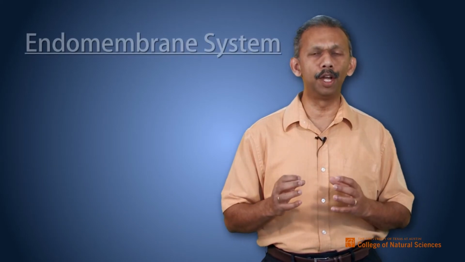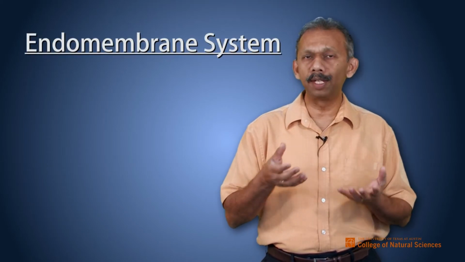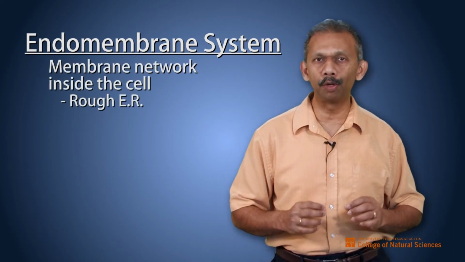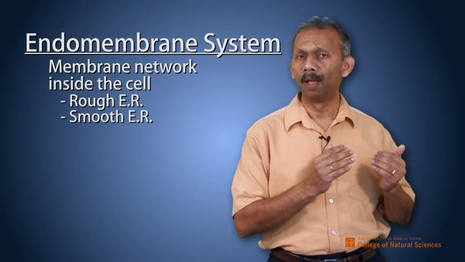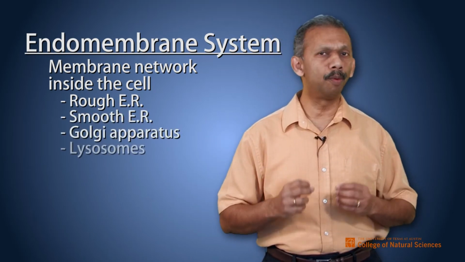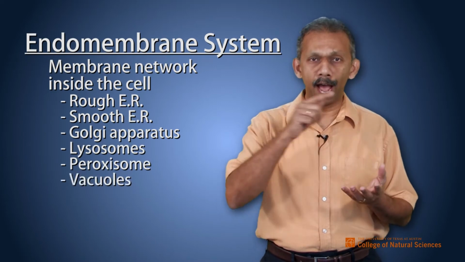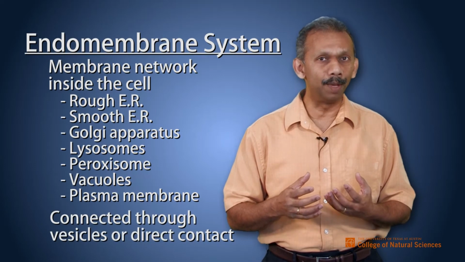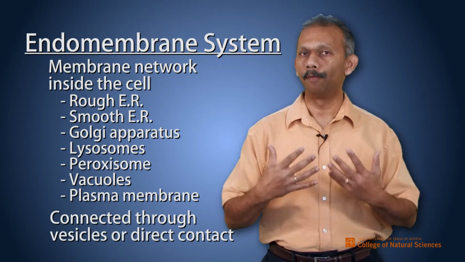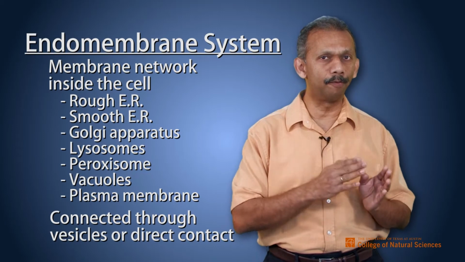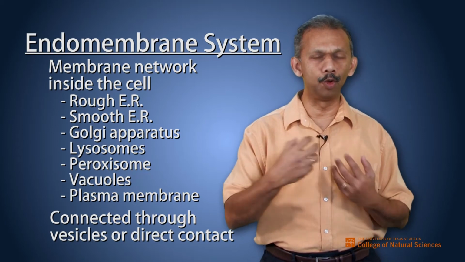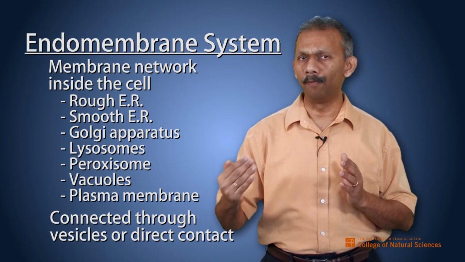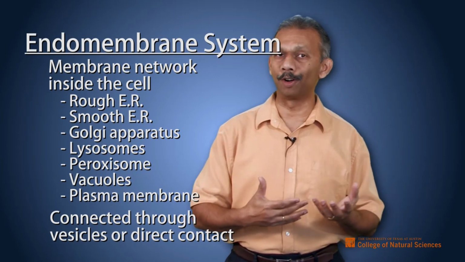Then we get into the endomembrane system. Endo means inside, and the membrane network inside the cell starts with rough endoplasmic reticulum, smooth endoplasmic reticulum, Golgi apparatus, lysosome, peroxisome, vacuoles, and plasma membrane. All these are interconnected in some way because these membranes are made up of phospholipids and proteins that come from ribosomes, and they can fuse with one another, and they're connected to one another through vesicles or through direct contact. Okay?